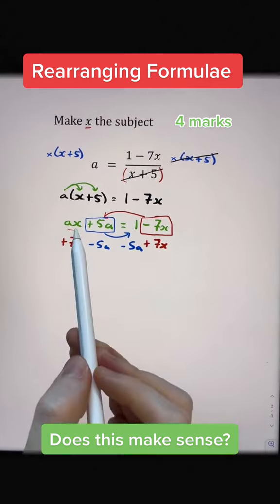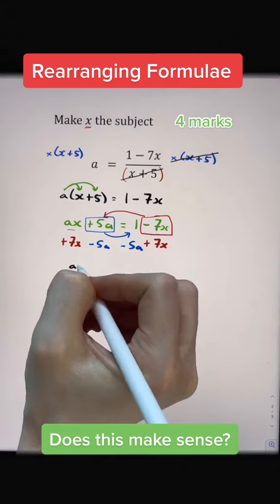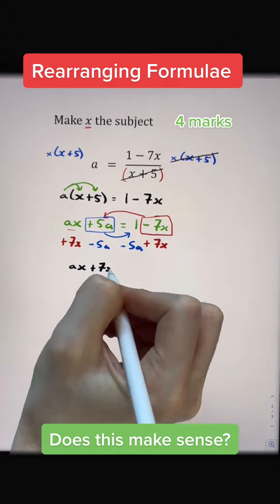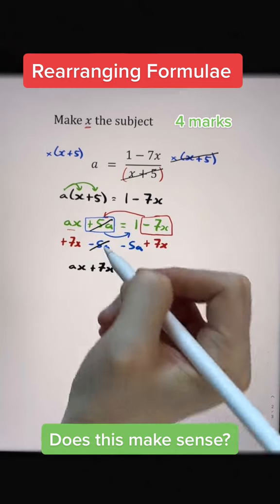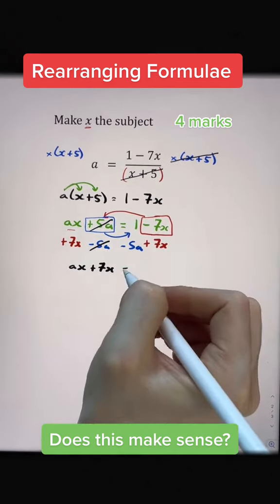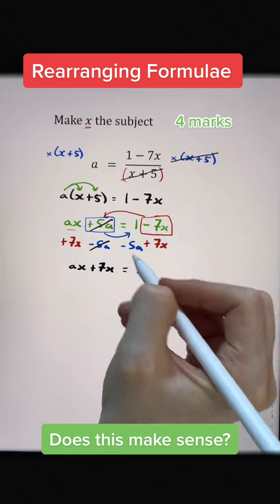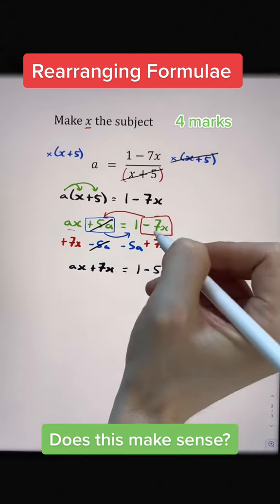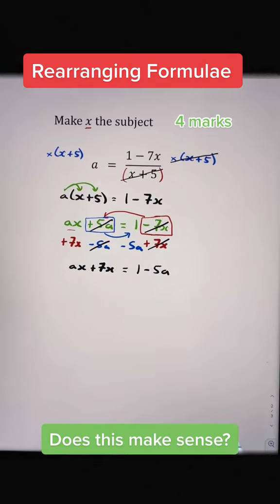On the left-hand side, I'm left with ax plus the 7x that's come over. I know that plus 5a and minus 5a will cancel. On the right-hand side, I'm left with 1 minus the 5a that's come across. As I know, negative 7x add 7x will cancel.